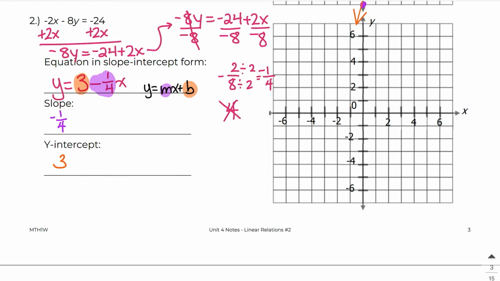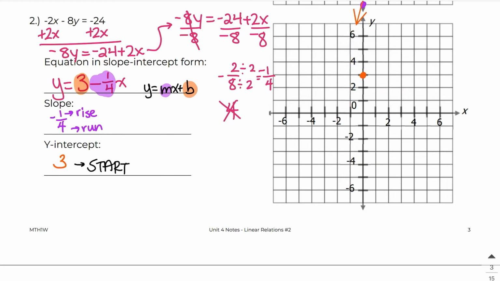Now if I want to graph this out, again, pay really close attention to this next piece, because people are going to mess up here as well. So just a reminder, I always start at the y-intercept on the y-axis. And then my slope is telling me here that my rise is negative 1, which means I'm going to go down by 1, and that my run is positive 4, which means I'm going to go over to the right by 4. So this is where my new point would be.